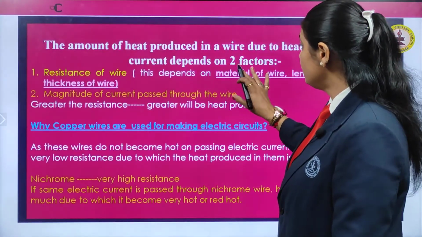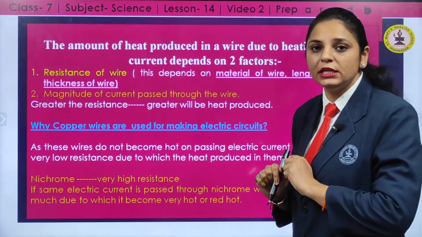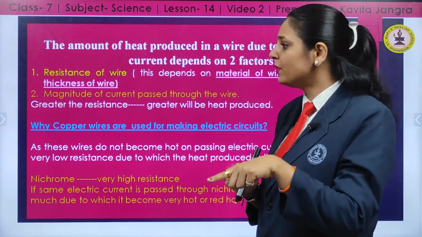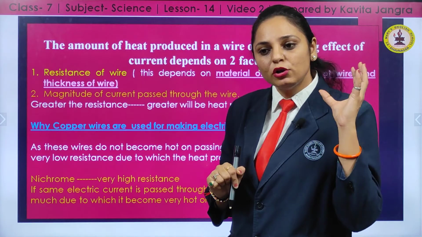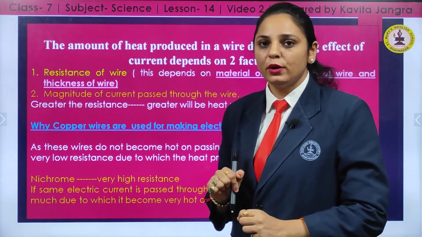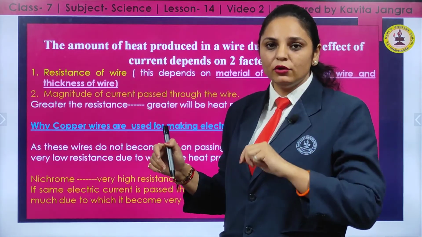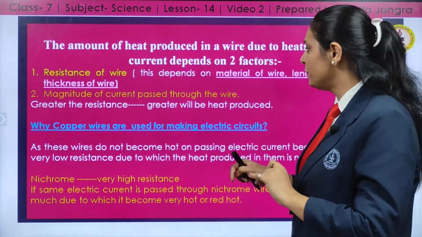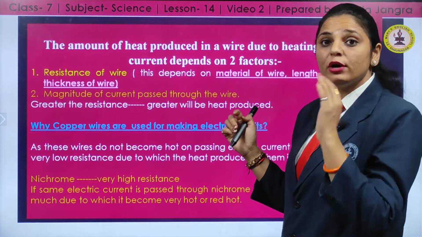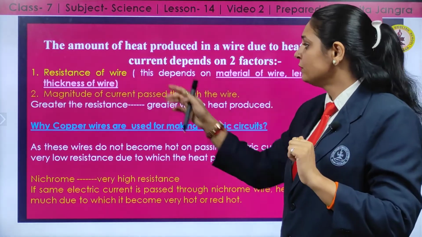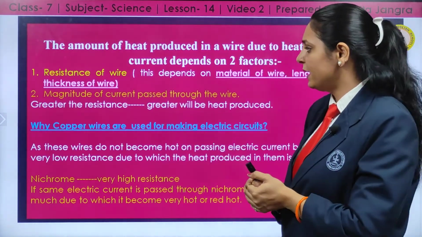So the amount of heat produced in a wire due to the heating effect will depend on two factors. What are these two factors? First, what is the resistance of the wire? And secondly, it will depend on the magnitude of current, that is, how much current is flowing through that wire. Okay. So for the resistance of the wire, you have to keep in mind that the material of the wire is important. What is the material? Then what is the length? Is it short or long? Then how much thickness? Is it thin or thick? So that is also dependent.